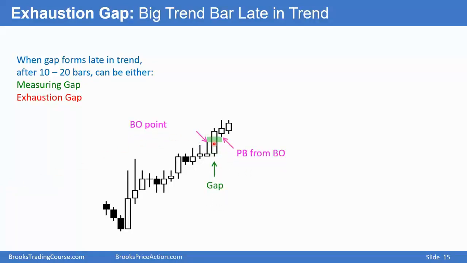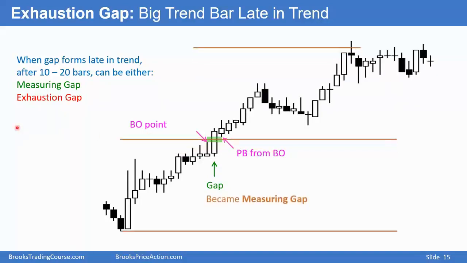The gap is between two prices, the low of this bar, which is the low of the pullback bar, and the high of this bar, which is the breakout point, and the gap is the space in between. The bottom of the bull trend is here. Traders will look for a measured move up, either based upon the middle of the gap or from the high of this bar. They'll look to take profits around a measured move up.